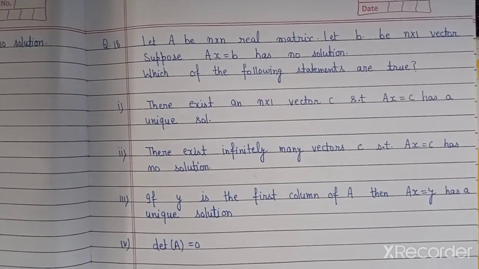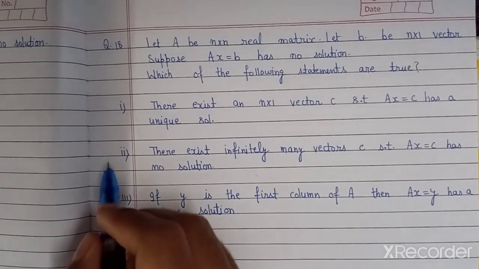Option number 4 is determinant of A is 0. Since we know that rank of A is strictly less than n, this implies A is a singular matrix. This implies determinant of A is 0. This implies option number 4 is true, and second is also true.